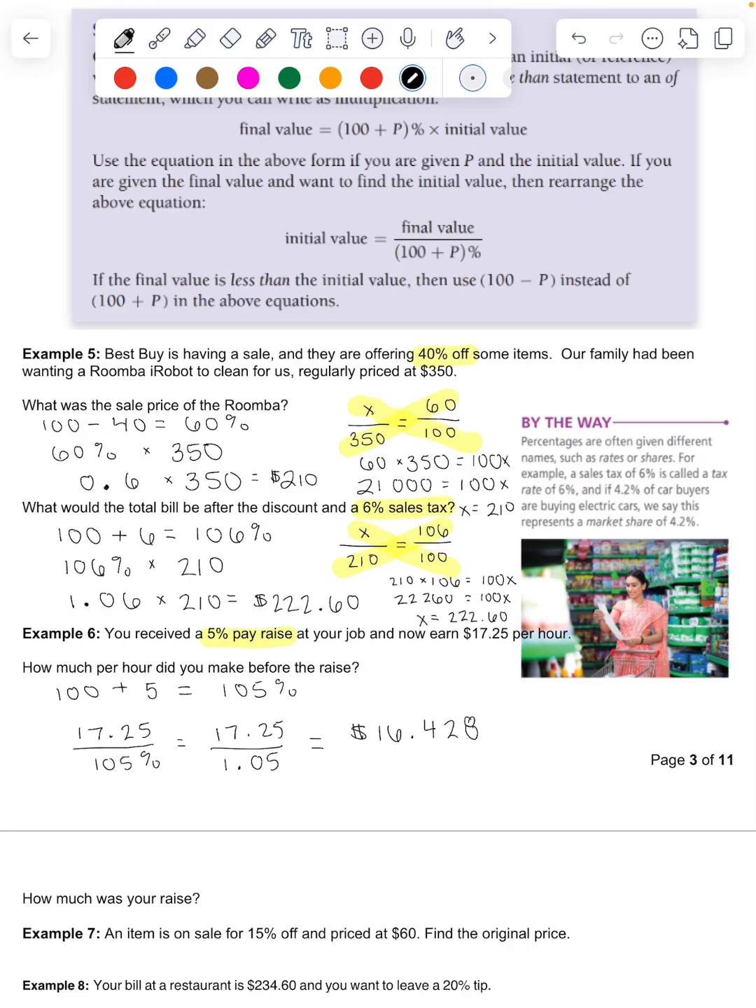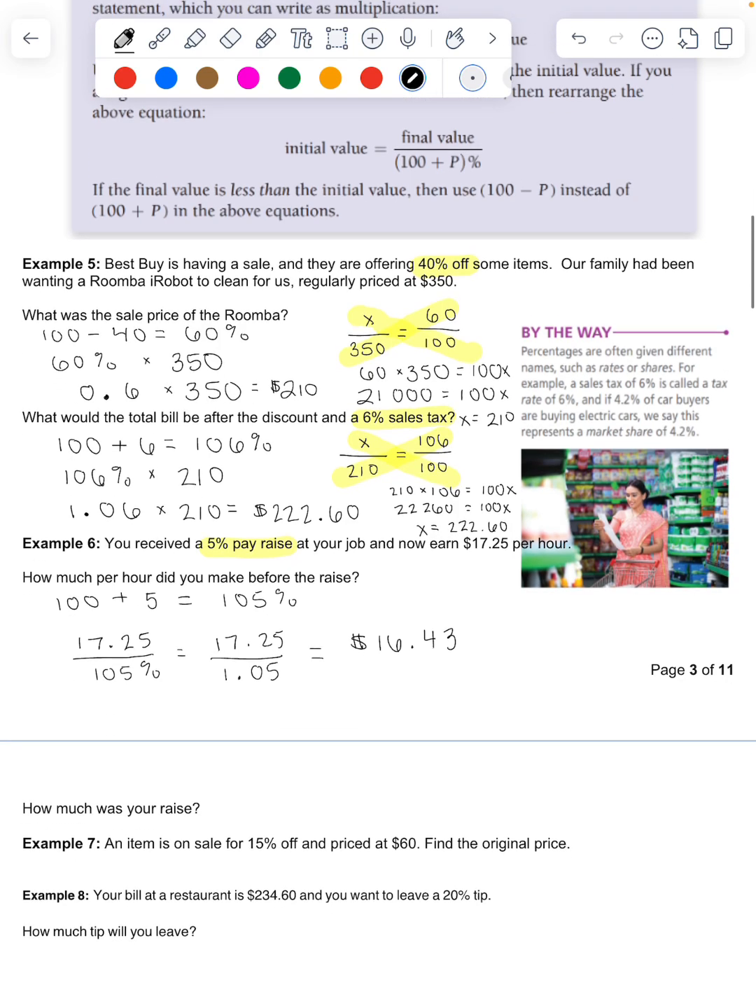16.428. So of course we always round money to the nearest hundredth because that's just what makes sense. We go to the nearest penny, and the nearest penny would be the nearest hundredth. Since this is an 8, my 2 is going to go up to a 3. So $16.43 an hour was what I was making before.